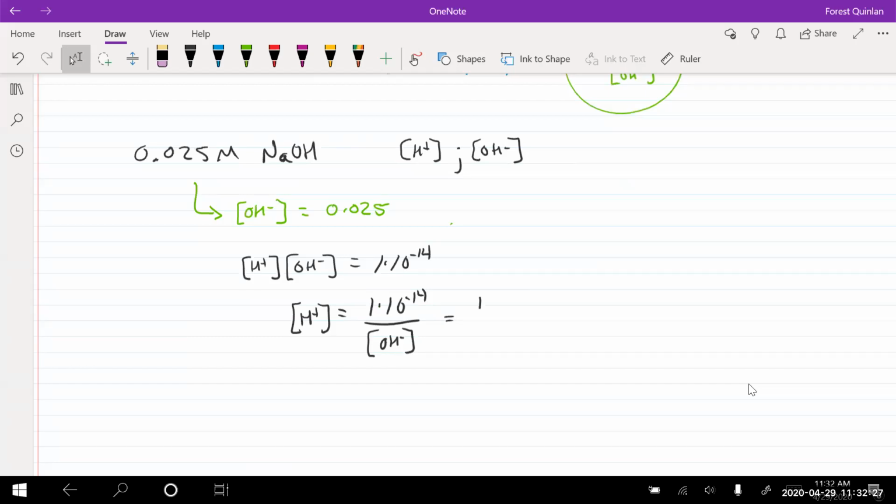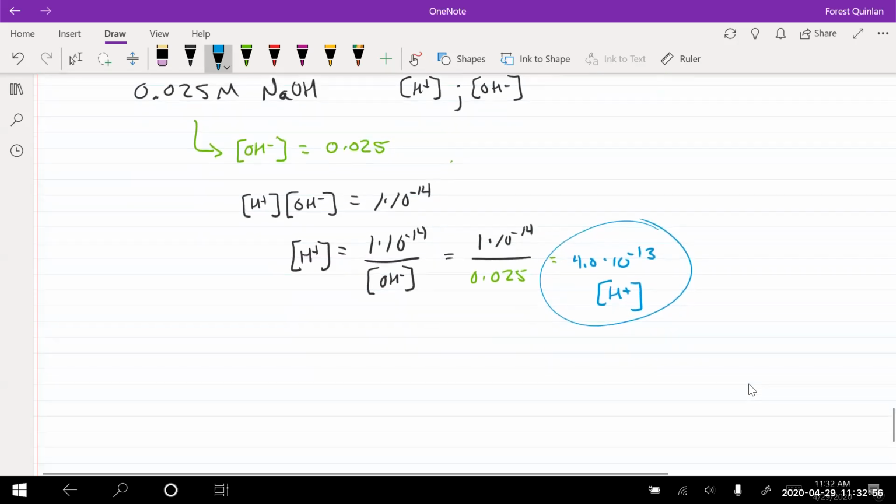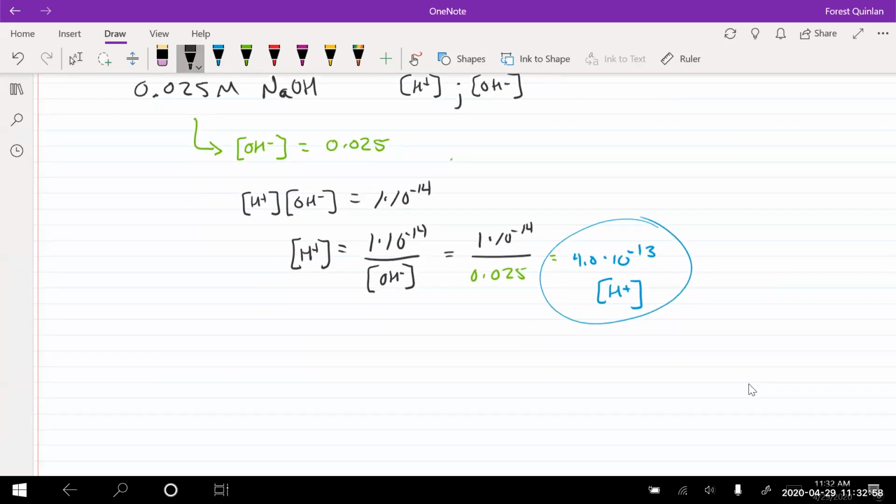All right, so back here it's 1 times 10 to the negative 14. We're now going to divide that by 0.025. And we'll see that even in a basic solution, we still have 4.0 times 10 to the negative 13 as my concentration of H plus. So even in a basic solution, we still have some H pluses floating around.